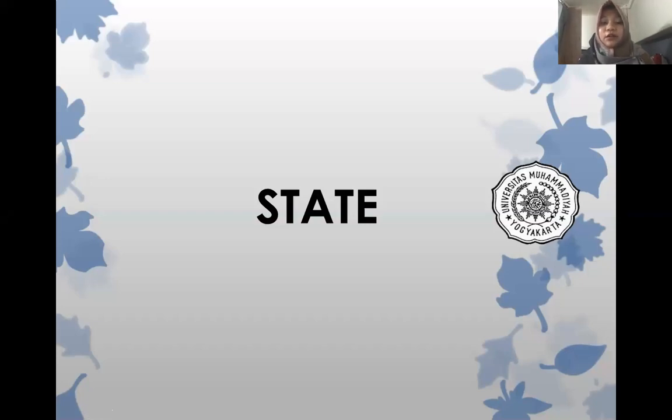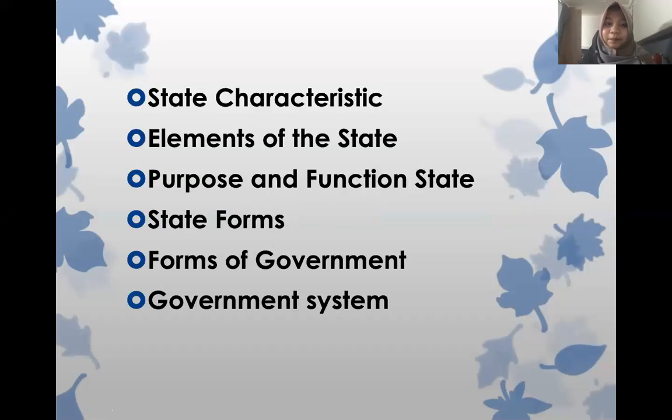Now we try to define and describe the state itself. In the state there are several elements that we should know. The first is state characteristics, then elements of the state, purpose and function of the state, state forms of government, and also the government system. What I want to explain is in general, and then in the second slide I try to be more specific about the Indonesia case, our country's case.